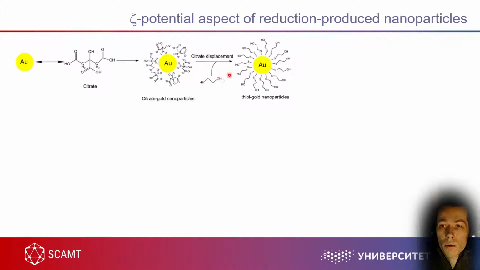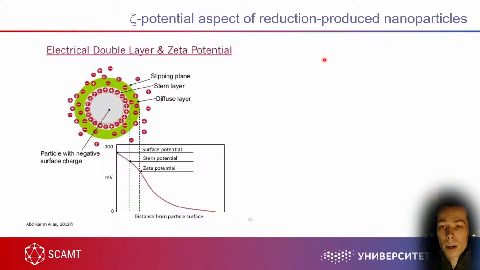But you can use some displacement procedure, for example, with some thiol groups, and it will be thiol gold nanoparticles. Still, you can see there are a lot of surface groups which are used to stabilize this, and based on these groups, this particle will have some surface charge, and of course, they will have some potential. But what is zeta-potential?